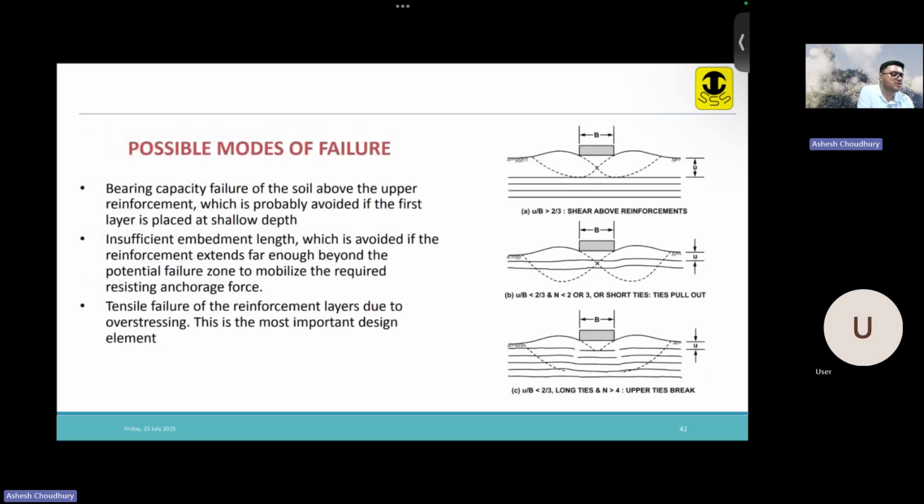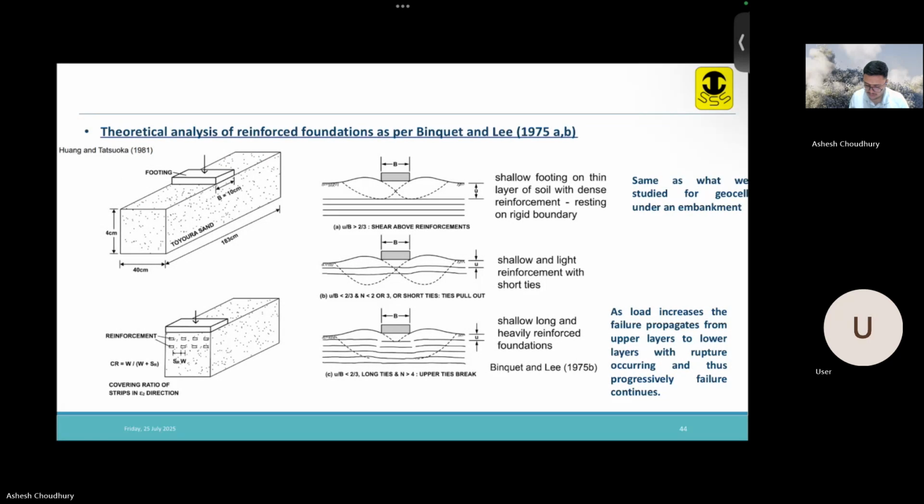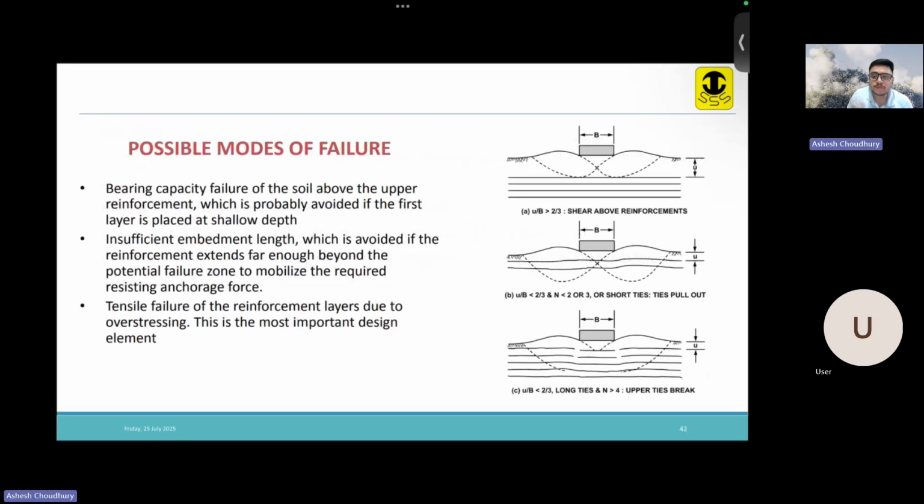Now, what are the possible modes of failure? The first case can be when U by B is greater than 2 by 3. U by B greater than 2 by 3 means that the shear happens above the reinforcement. So you put the reinforcement like this, but U is in this case 1.5 times B.